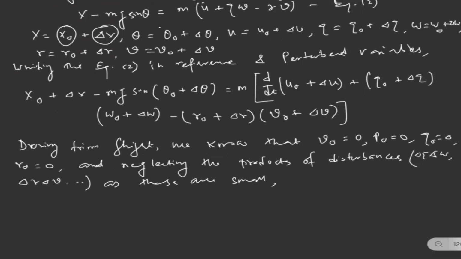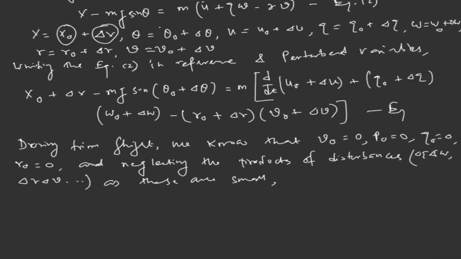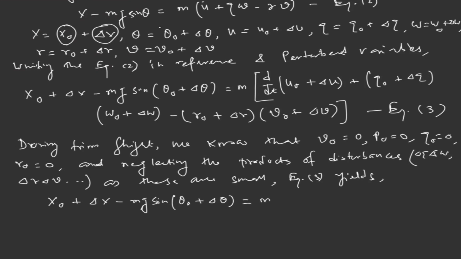So after introducing this condition in equation number 3, it yields, we can write X naught plus del X minus mg sine of theta naught plus del theta equal to m u naught dot plus m del u dot plus m del q w naught.